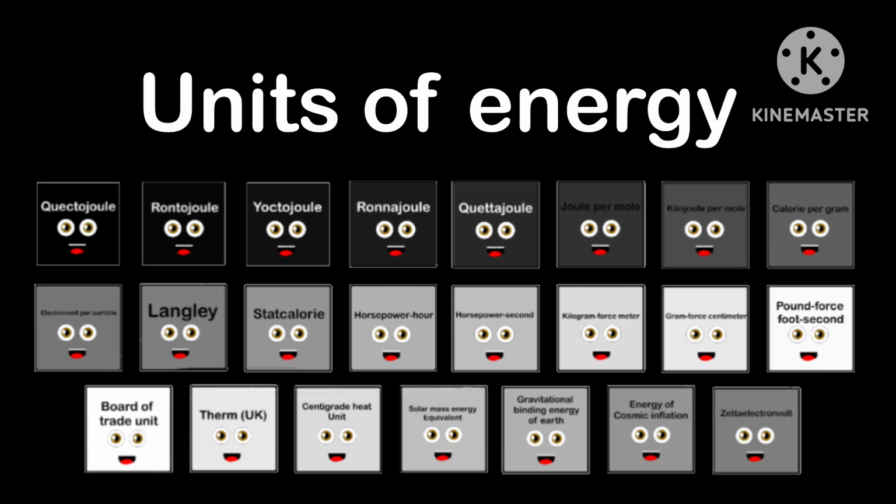I'm a CGS electrostatic unit of energy. Horsepower hour is used in engine work output. My symbol is HPh, if you could say the same. Horsepower second, HPs is my symbol. I'm smaller than the horsepower hour, I convey. Kilogram force meter, I am 9.8 joules. I am used in older mechanical systems with no blur.